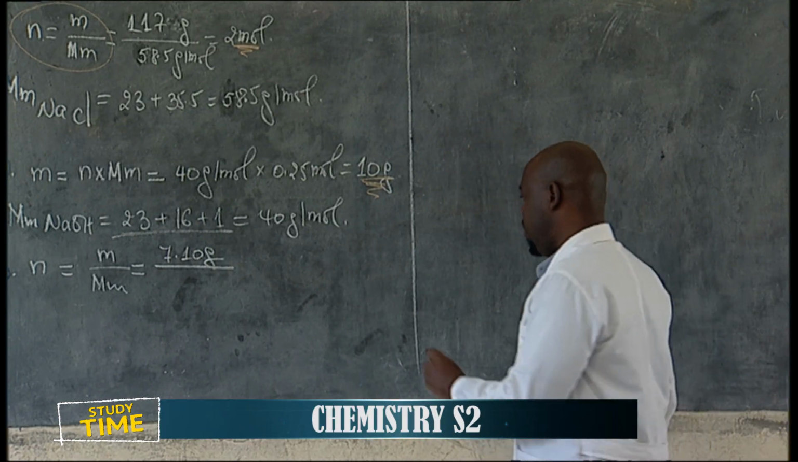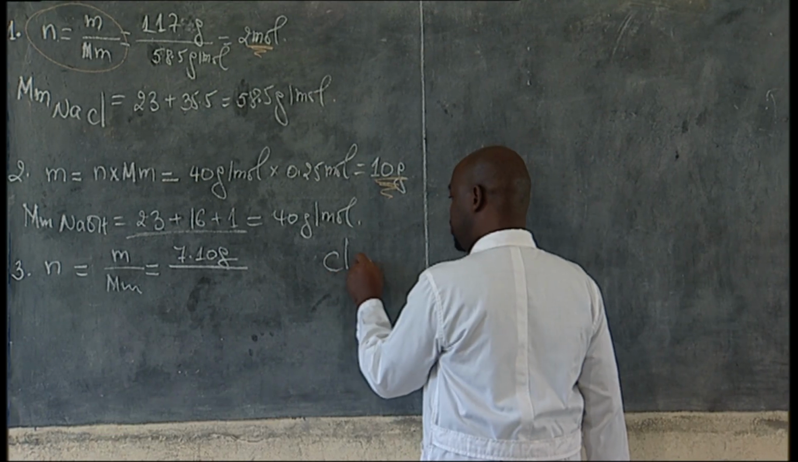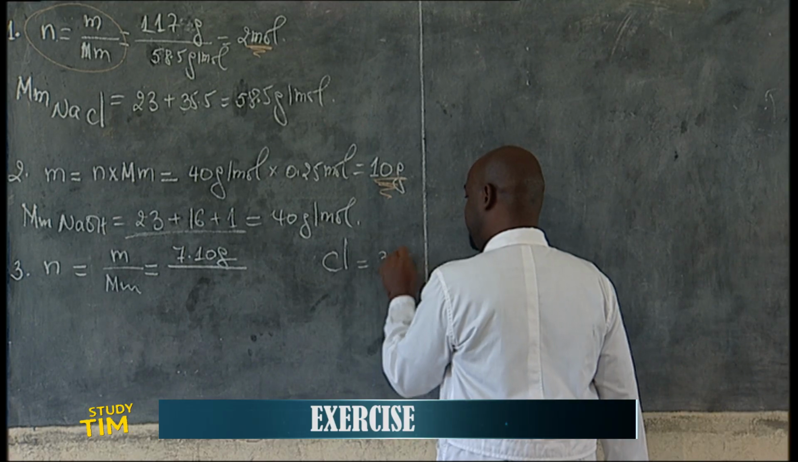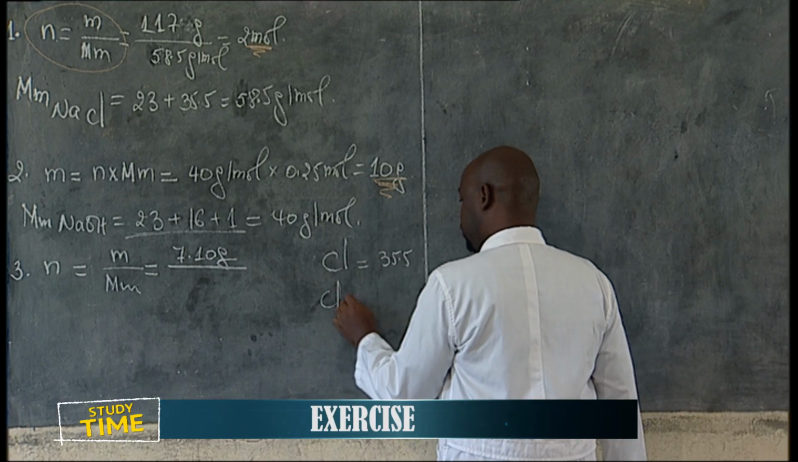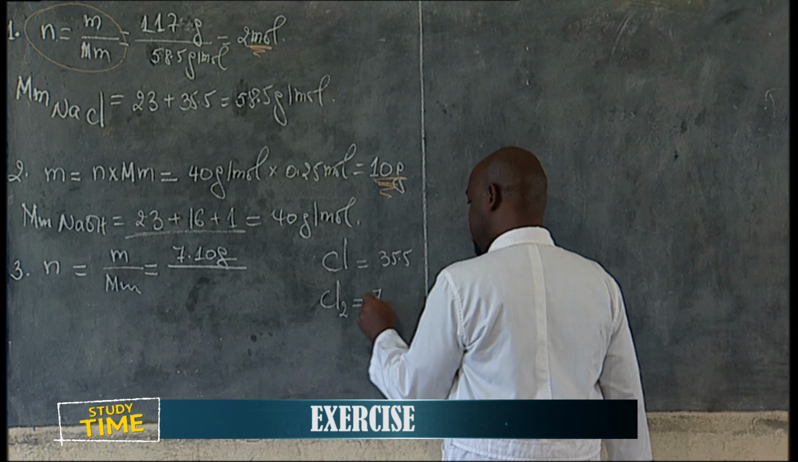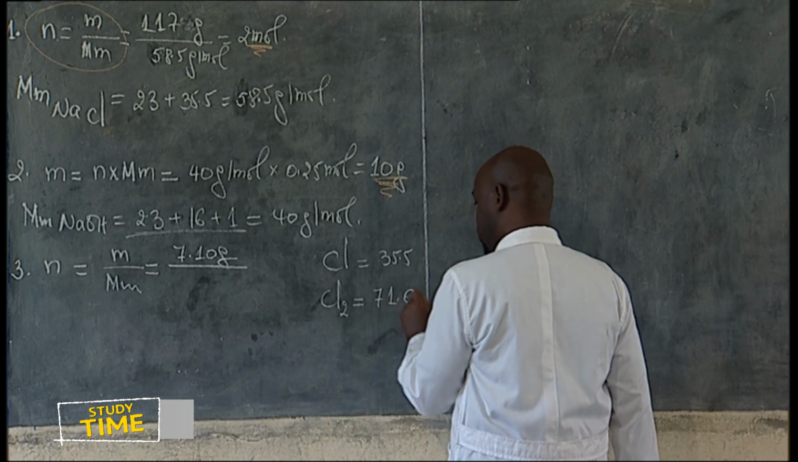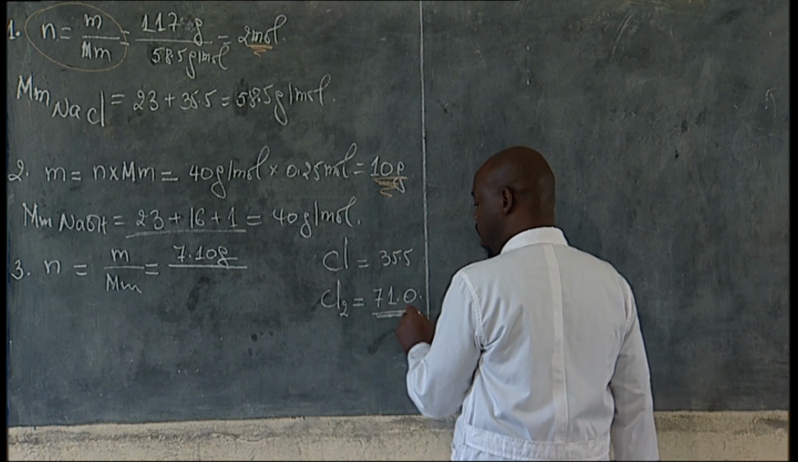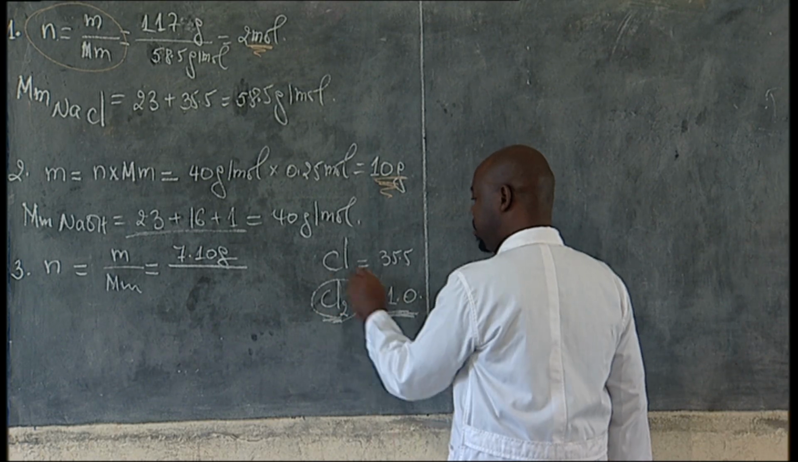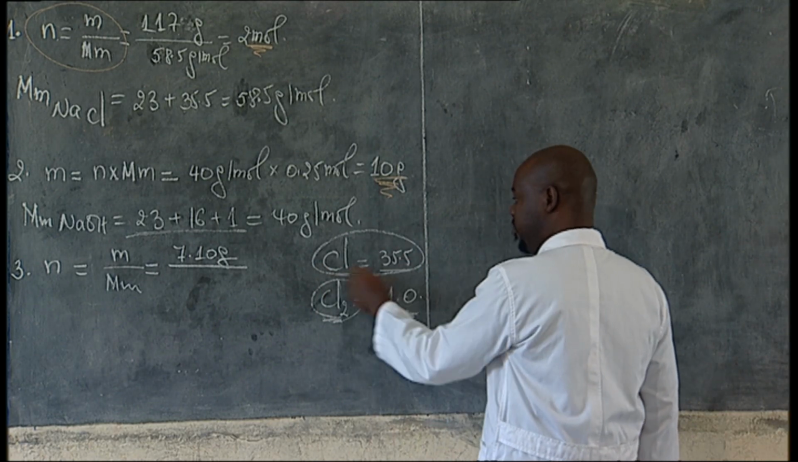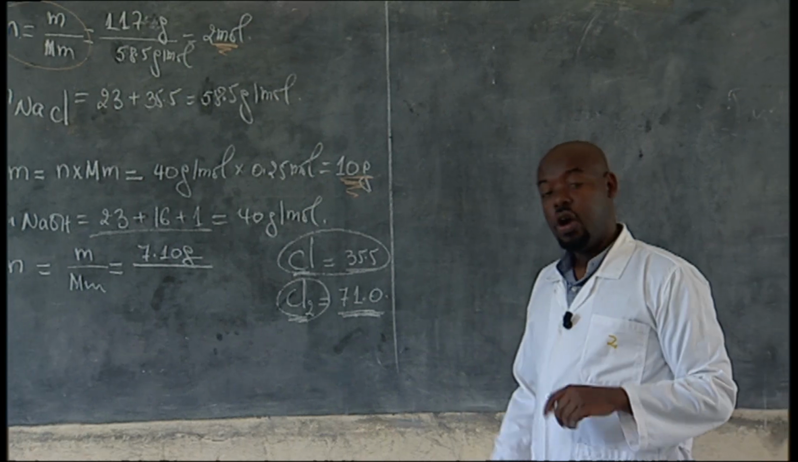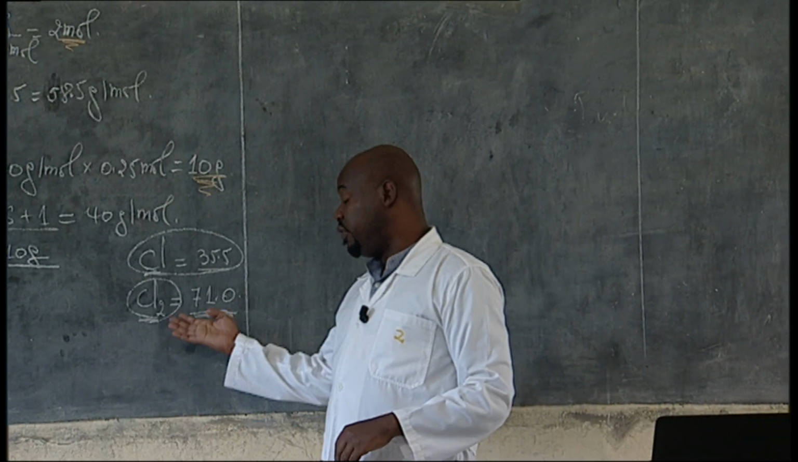Here you have to be very careful. When we say chlorine atoms, it's 35.5. And this should not be confused with 71.0. We have 71 because it is a molecule. And here we have 35 because it is an atom. Of course, you can use any of the two.